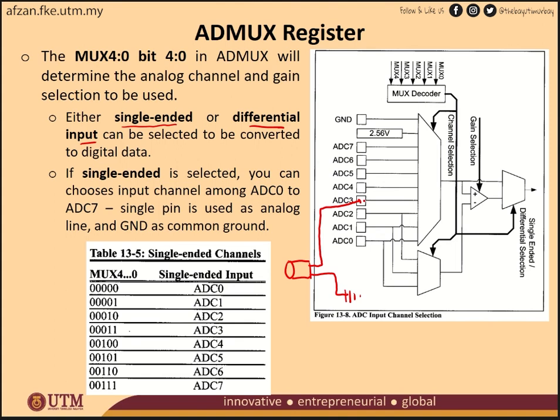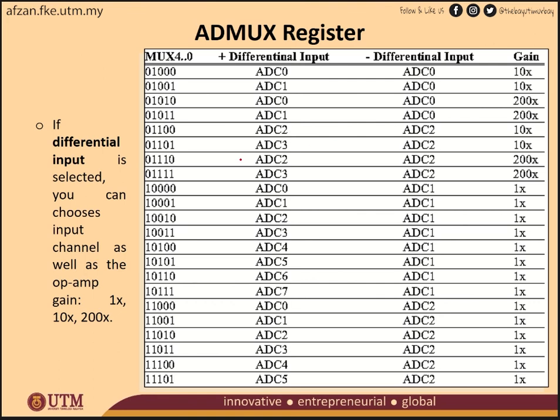What happens is, for programming, because this is connected to ADC3, we need to put 00011 into the ADMUX register at bits MUX4 to MUX0, so that the microcontroller knows you connected your sensor to ADC3. So the value of MUX4 to MUX0 depends on the sensor that you put to your ADC channel.